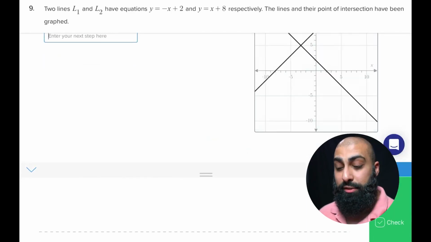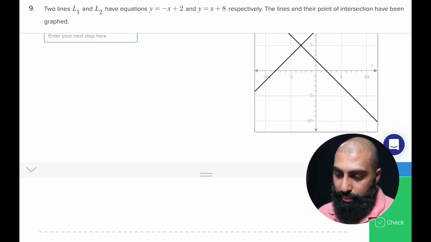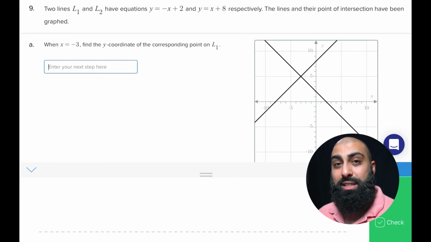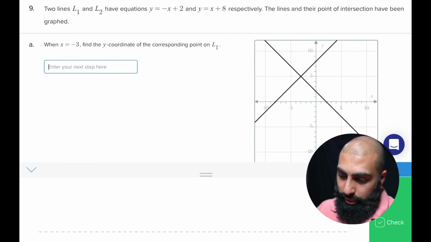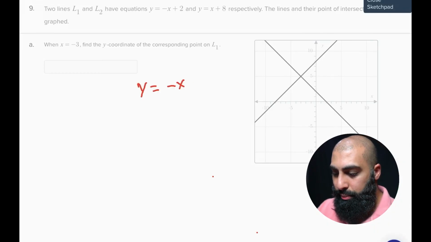Here we go. Look, here's another question. It says, two lines, line 1 and line 2, have equations y is equal to -x plus 2 and y is equal to x plus 8 respectively. The lines and their point of intersection have been graphed. What's the question then? When x is equal to -3, find the y coordinate for the corresponding point on line 1. So line 1 has the equation y is equal to -x plus 2.